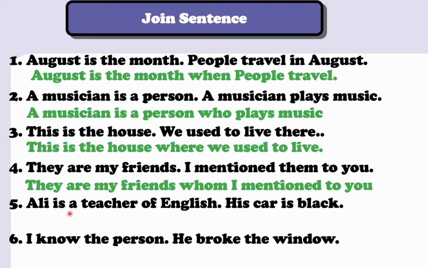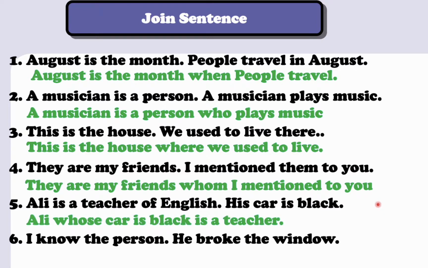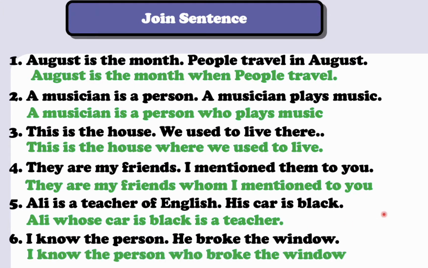Number five. Ali is a teacher of English. His car is black. What is repeated? Ali, his. So we should delete his. So possession: Ali, whose car is black, is a teacher. The last one is I know the person, he broke the window. What is repeated? The person, he. So which one are we going to delete? He. We need to replace it with who. So I know the person who broke the window.